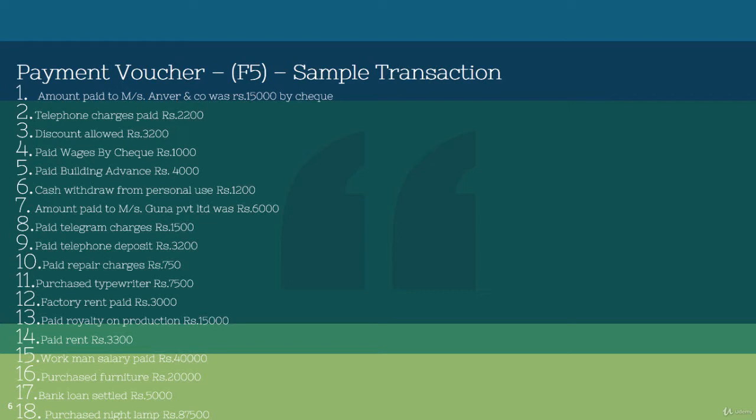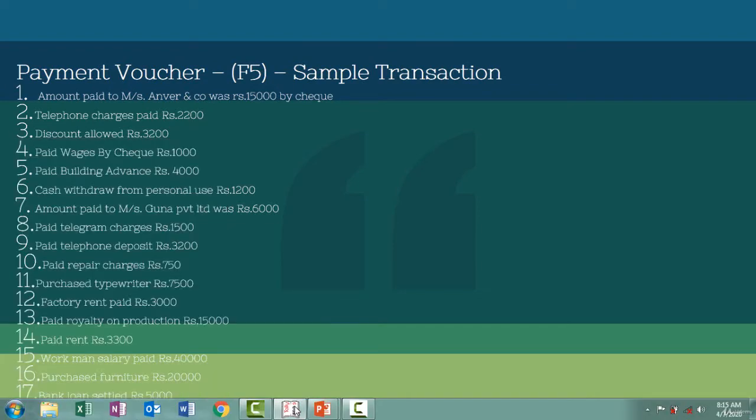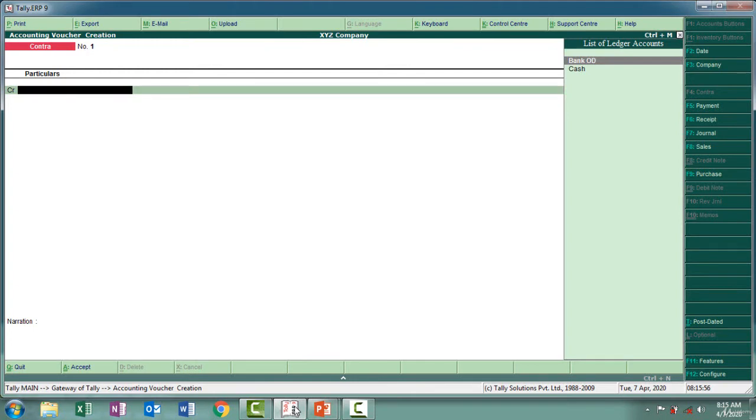Now we are going to look at the Tally software. The payment voucher shortcut is the F5 key on the keyboard, and the payment voucher will be activated. I just click it. Otherwise you can choose the payment voucher here and click it.